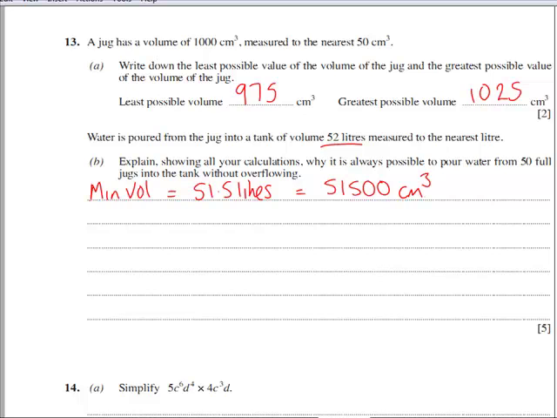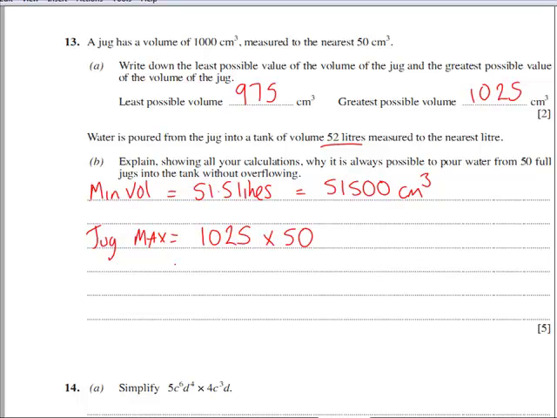And then we'll have to assume that the jug is at its greatest possible volume, because then we're pouring the greatest amount of water into the smallest possible tank. So the jug is at the maximum volume, which is 1,025 centimetres cubed, and we're going to pour in 50 jugs.